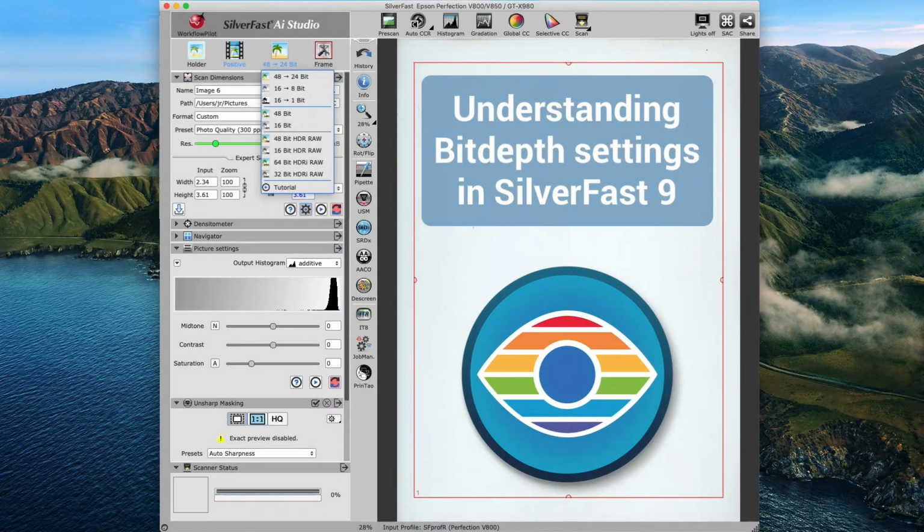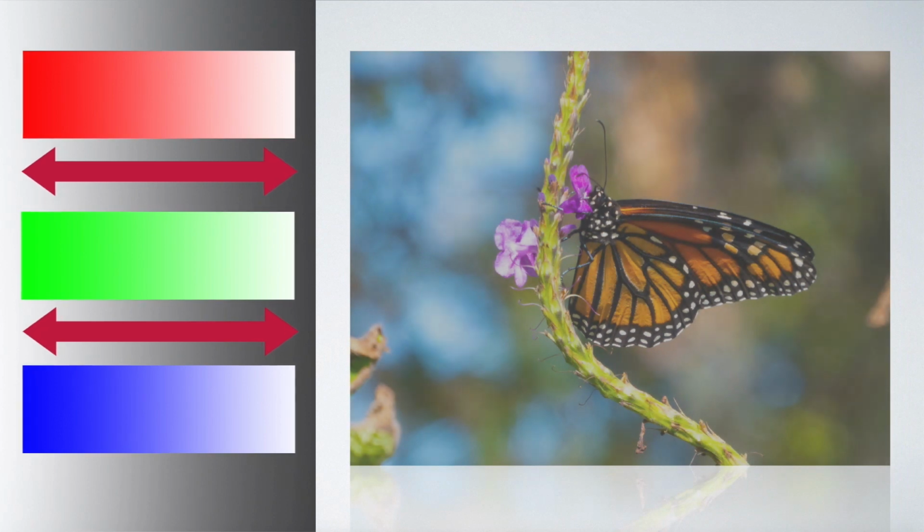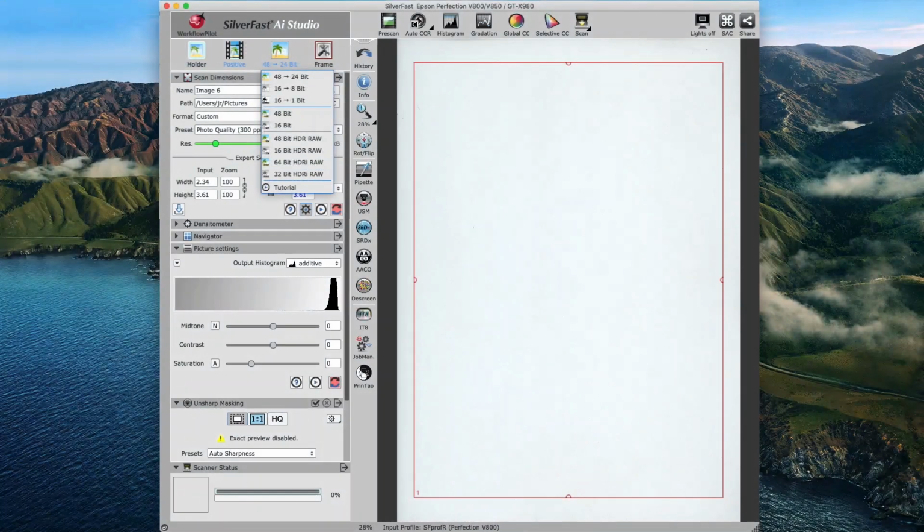Understanding bit depth settings in SilverFast 9. SilverFast's internal image quality engine starts with maximum dynamic range. You will always achieve an optimal basis for your image optimization, no matter whether you're a professional or beginner. Let's take a closer look at the bit depth settings menu in SilverFast.